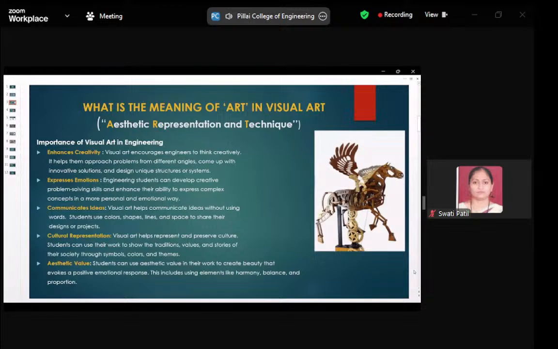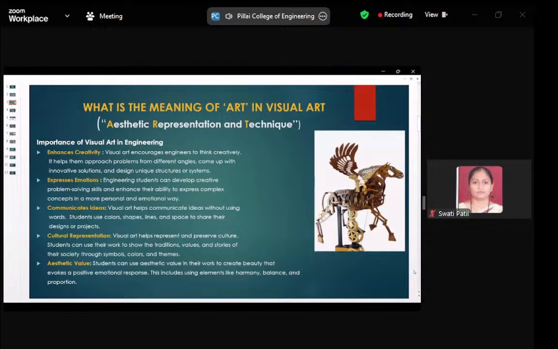Engineering students can develop creative problem solving skills and enhance their ability to express complex concepts in a more personal and emotional way. Communicates ideas: visual art helps communicate ideas without using words. Students use color, shapes, lines, and space to share their designs or projects.